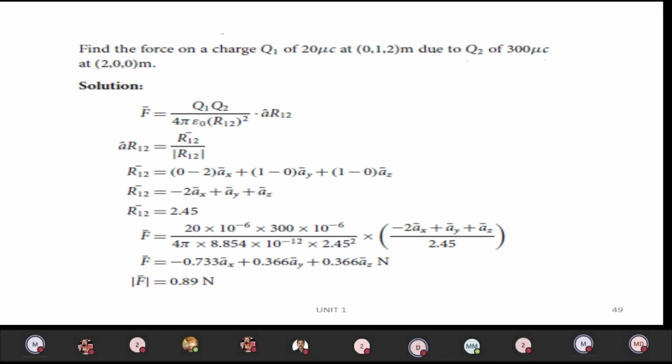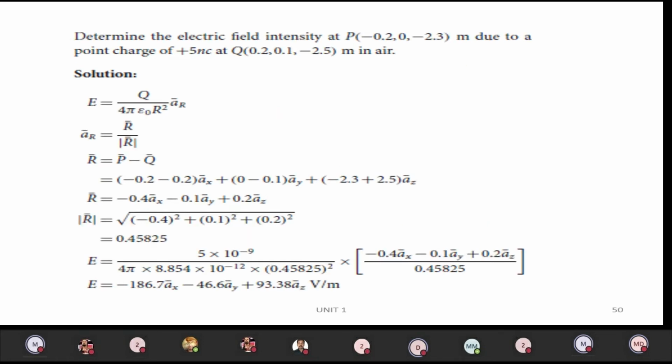So how are we getting that 0.89? We have to take the modulus of F from the above equation. See, the F we are getting is in vector form: minus 0.733 ax plus 0.366 ay plus 0.366 az Newton. For that, we have to take the modulus. First, we square individually: minus 0.733 whole square plus 0.366 whole square plus 0.366 whole square, then the whole root. If you do that, you will get 0.89 Newton.